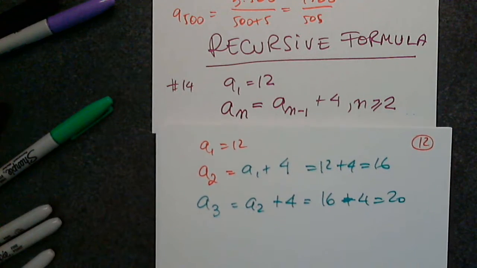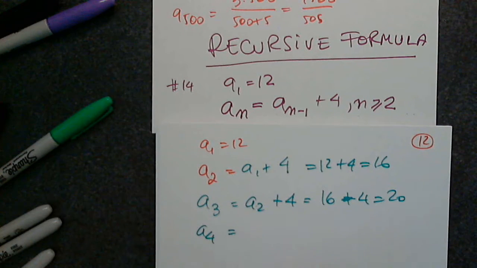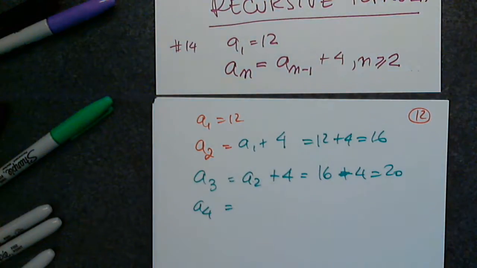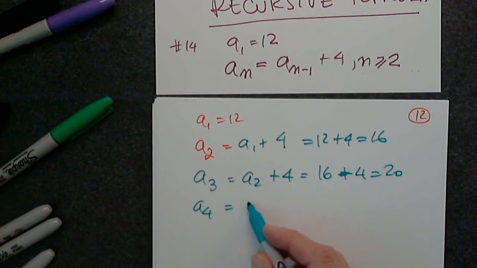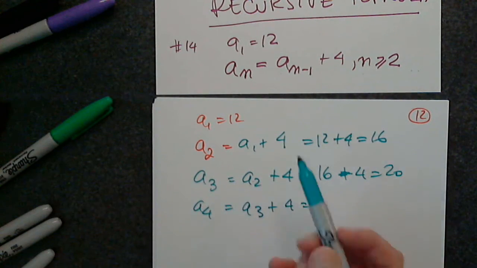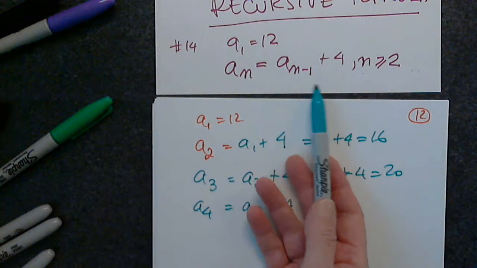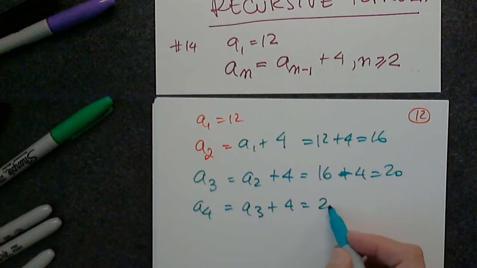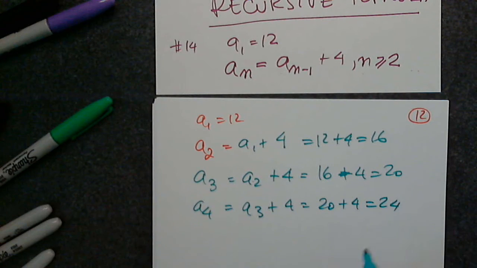And we can go on forever. We are only asked to find the first 4 terms. It says find the first 4 terms of each sequence. So what will A sub 4, the 4th term, equal? Yes, it will be A sub 3 plus 4 according to the formula. That's what the formula is telling us. So 20 plus 4 equals 24. And we can continue forever. We are only asked to determine the first 4 terms.